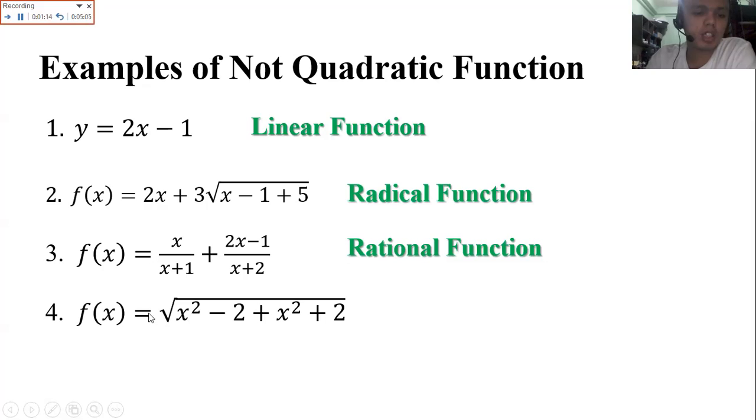If you still remember in grade 8, we discussed radical expressions. Next, f of x equals the square root of x squared minus 2 plus x squared plus 2. Again, it is not a quadratic function even though we have an exponent of 2 inside. Why? Because of the radical sign. If we remove the radical sign, the exponent of x becomes 1 instead of 2. So it changes. Therefore, this function is not quadratic. It is again called a radical function. As long as there is a radical sign, it is a radical function. We also have a topic on radical functions or equations.